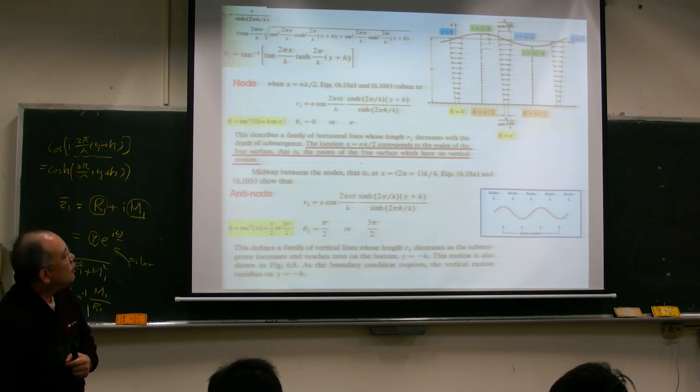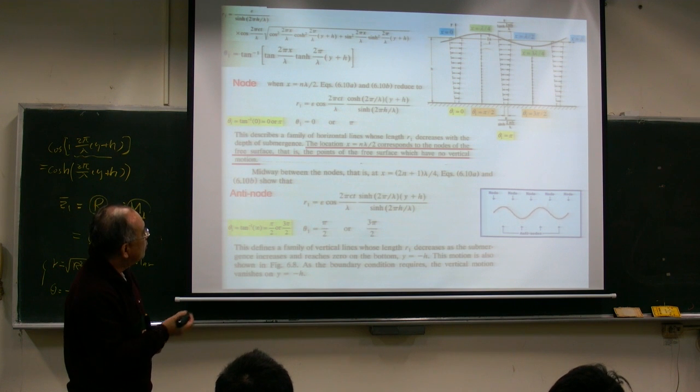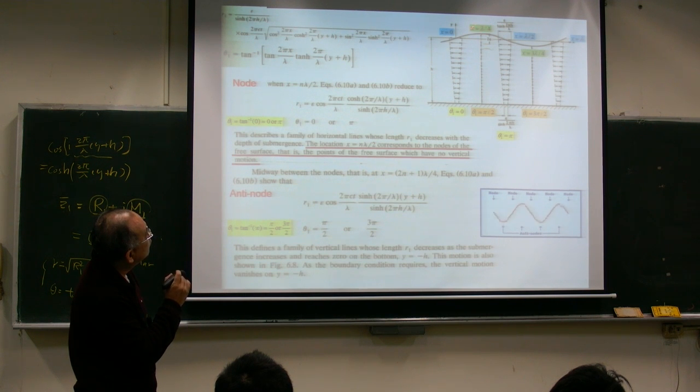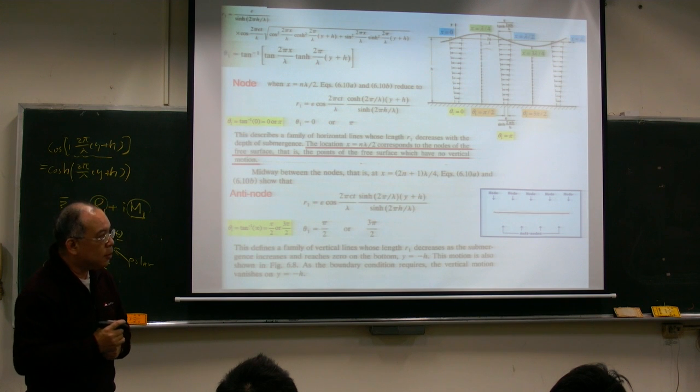Okay, let's check another point. If your x is equal to this, what happens? x equals (2n plus 1) times lambda over 4. Let's apply it. When n equals 0, what happens? x equals lambda over 4, right? Where is lambda over 4? Lambda over 4 is here. This is 1/2, and this is a quarter of the wavelength here. n equal to 1 gives you 3/4 lambda, so here is the location.